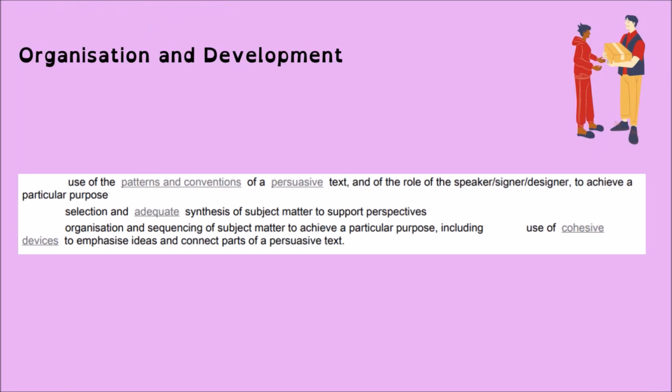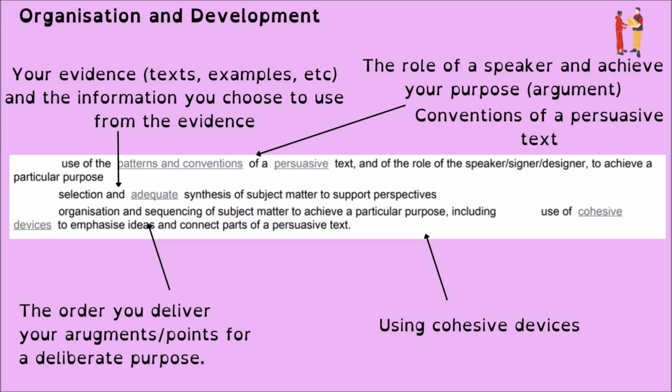Organization and development is your next area. It's also out of 8 marks. Let's have a look at the 3 pieces of the criteria now. So the first thing you're marked on is your use of patterns and conventions of a persuasive text and the role of the speaker, signer, and designer to achieve a particular purpose.